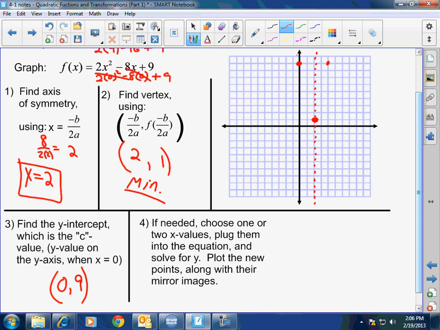Yes, sure. And guess what? Oh, that was horrible. That was pathetic. Here we go. And guess what? You just graphed your equation.